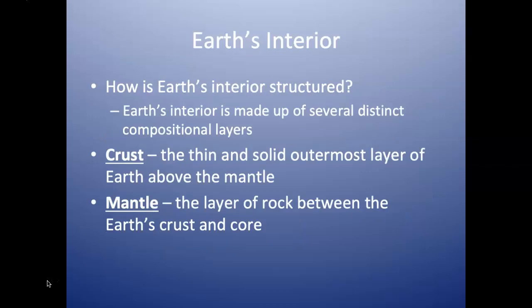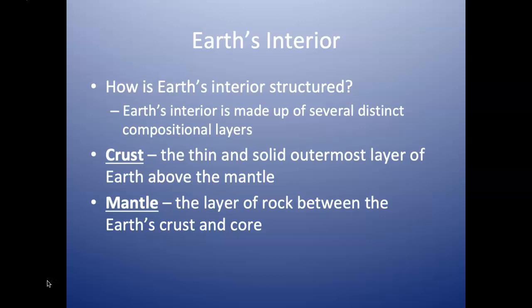So the first one is going to be, let's focus on the Earth's interior. And what we know about the Earth's interior is that it's made up of several distinct compositional layers, meaning that there's going to be distinct layers within the Earth that are different from each other. The crust is going to be the outermost layer. It's thin, it's solid, and it's going to be just above the mantle.